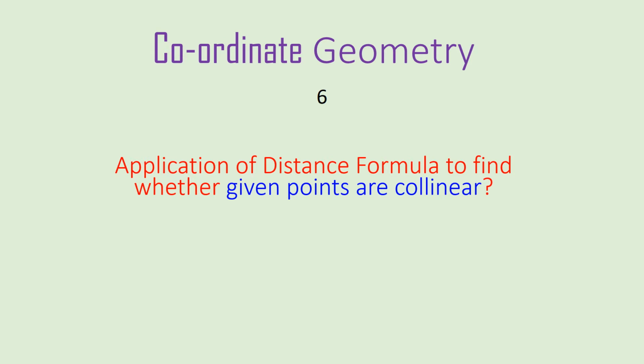I hope you remember collinear points we did in the previous class, where the lengths of three different segments were given, and we used to add the smaller two. If the sum of the smaller two distances equals the longest one, we used to say the points are collinear. Same method we're going to use here. So let's begin.